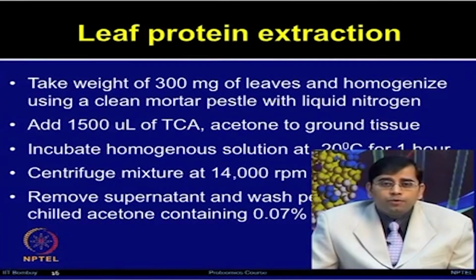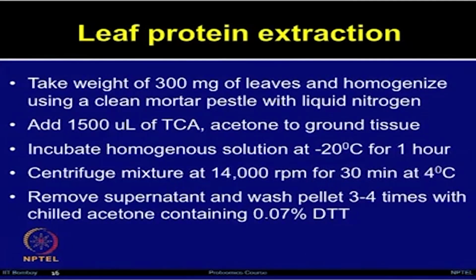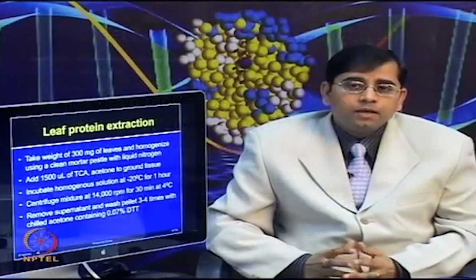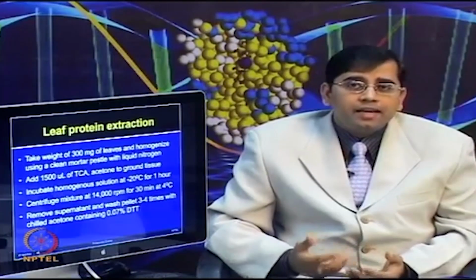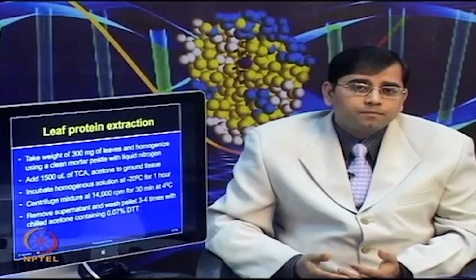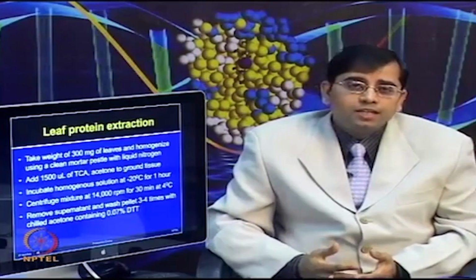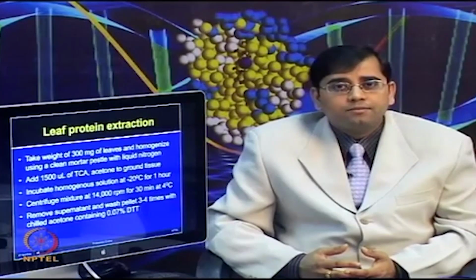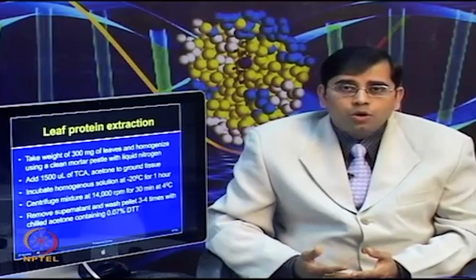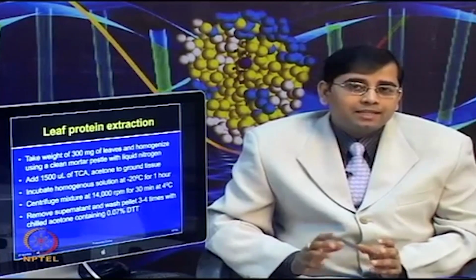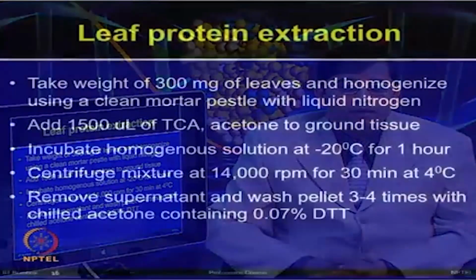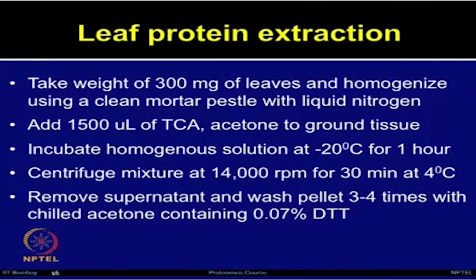Add almost 1.5 ml of TCA in acetone. One can use 10% TCA in acetone with a minor addition of DTT, 0.07% of DTT, and add this to the ground tissue. Again grind it so that it can become very fine, and then incubate this homogeneous solution at minus 20 degrees. Let it incubate for an hour or 2 hours, but please keep it consistent whatever incubation timing you use. Then centrifuge this mixture at 14,000 rpm for 30 minutes at 4 degrees.